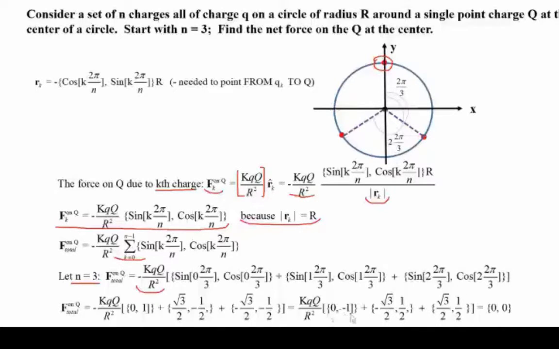And look at this one right here. This is the force on Q due to this charge, because that's our 0 position. Well, notice what it is. It has no x component, which is what you would expect, and it has a minus 1 component, which is down. So that gives you the right direction for the force due to this charge acting on this charge.